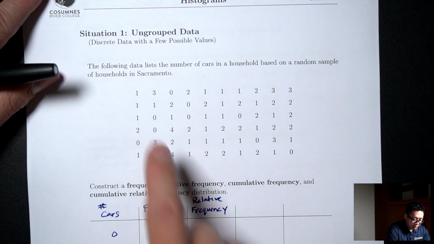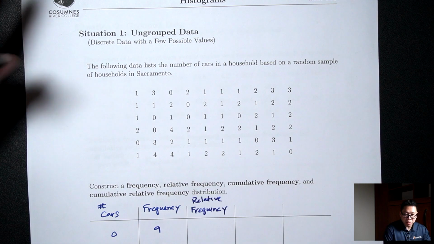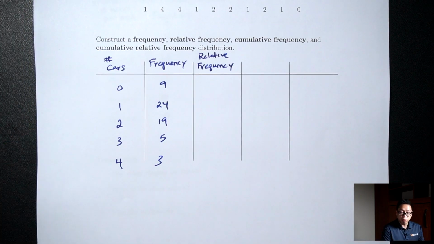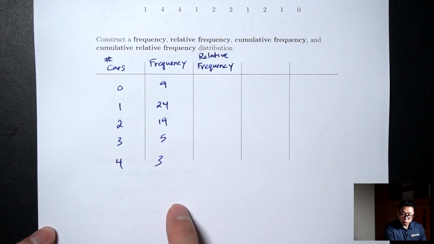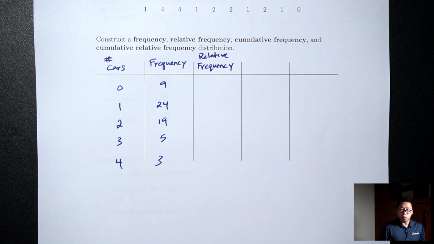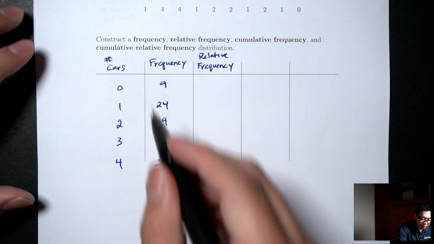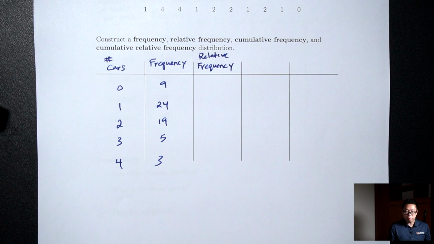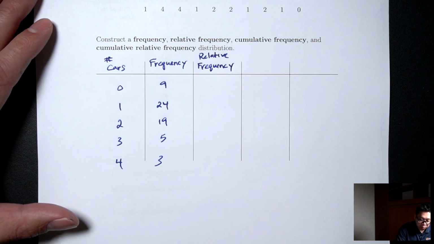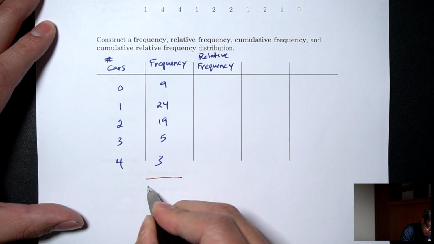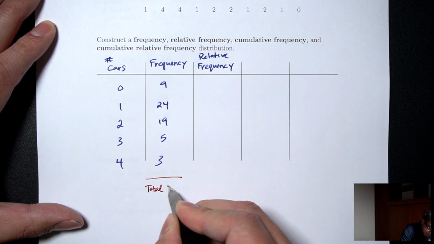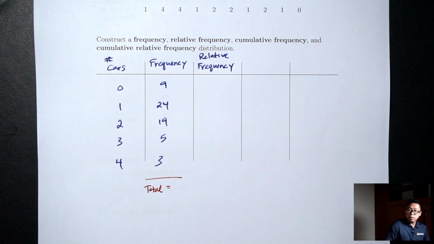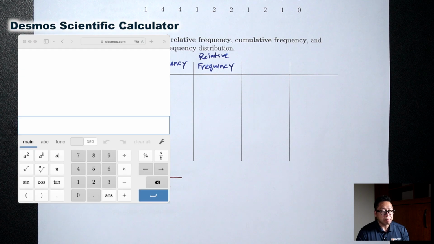You could go and just count 1, 2, 3, 4, 5 all the way through, but if you know the frequencies, if you add up the frequencies, that's going to tell you how many people total in your sample. Because these frequencies are counting how many people. In this case, we're counting how many households. All right, so let's add up our frequencies. Once again, the calculator that I'm going to recommend is the Decimal Scientific Calculator. There'll be a link on your lab, and it looks like this.